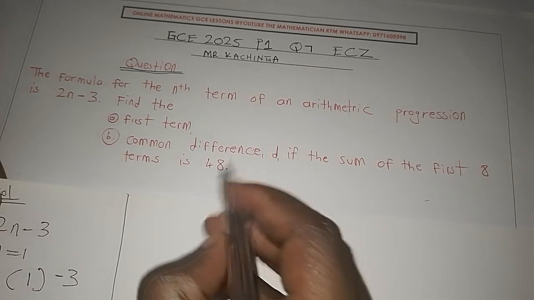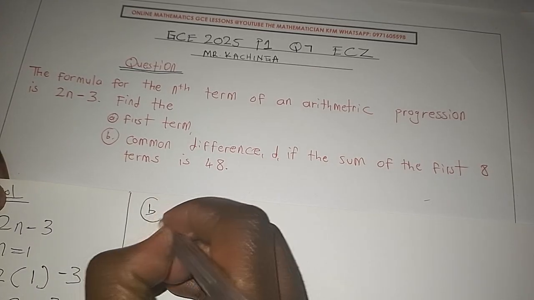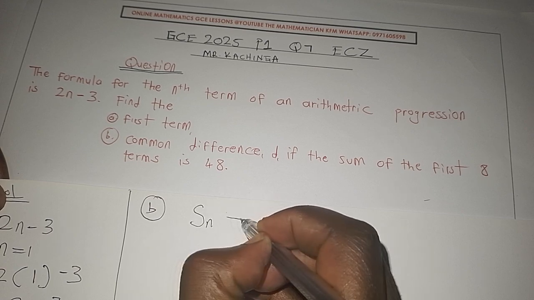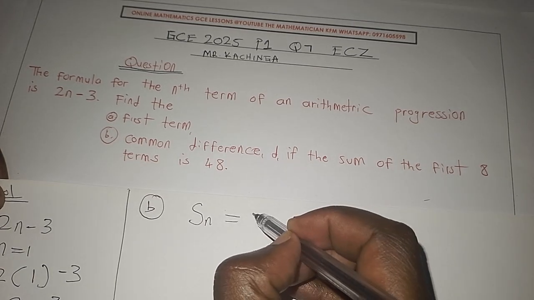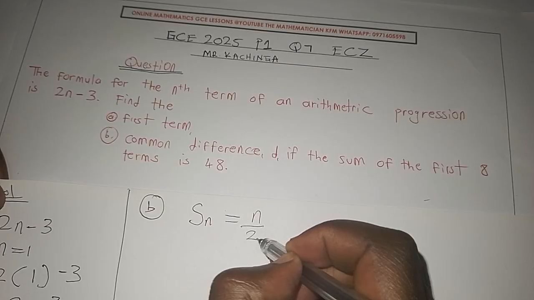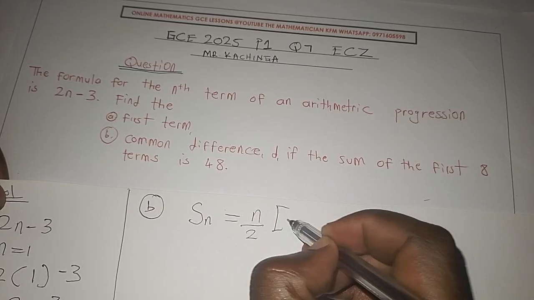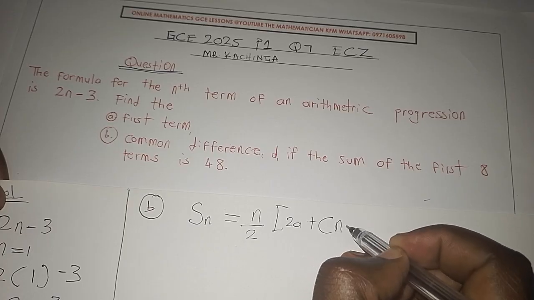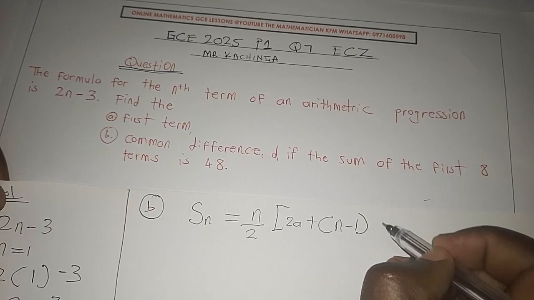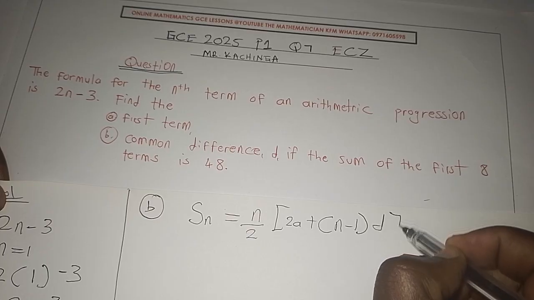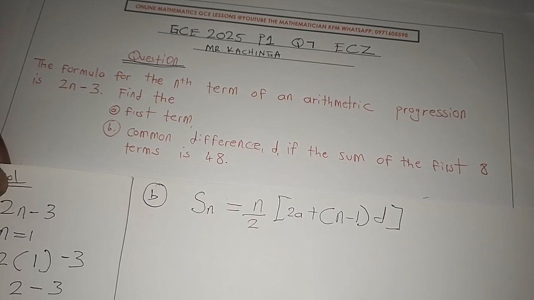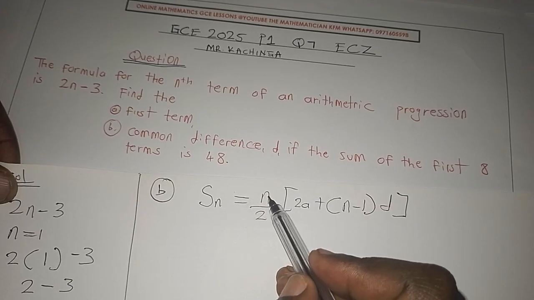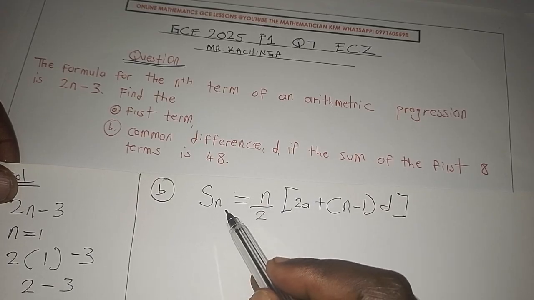So what you have to know to solve this one is the formula. The sum of n for an AP, or arithmetic progression, is equal to n divided by 2, open the bracket, 2 times A plus, open the bracket, n minus 1, close the bracket, times D, then another bracket to close. Okay. So what does it mean here? n is the position of the term, then Sn is the sum.